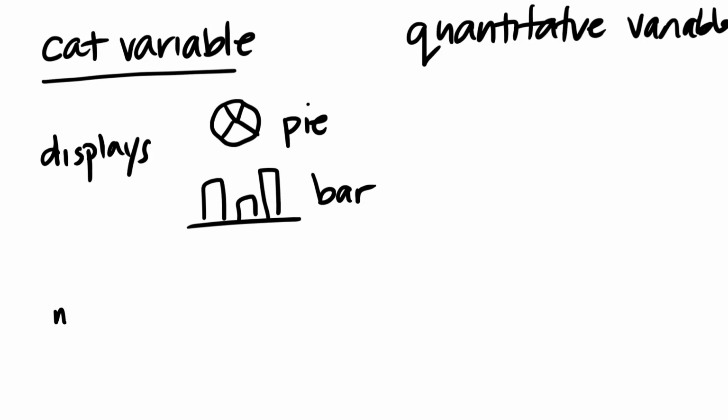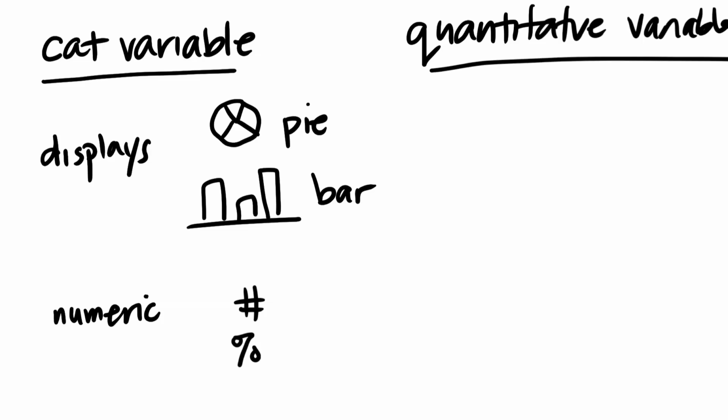In terms of numerics, there are two ways to summarize a categorical variable. We can just give out the total number, like a tally. So we could say this many people fell into this category, this many, or this many shows were available on Netflix, and so on. Or we can use a percentage. Either one of those are ways to summarize a categorical variable. Now, quantitative variables, these have a lot more going on.